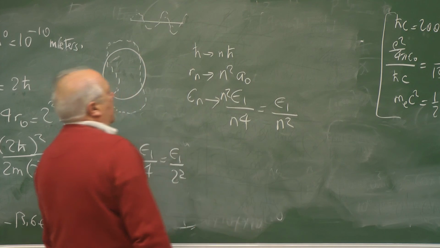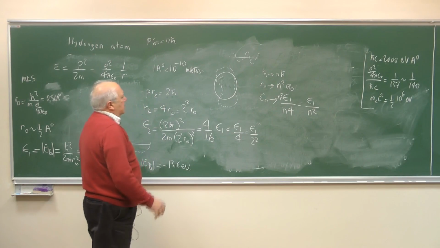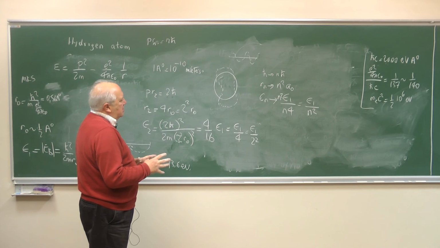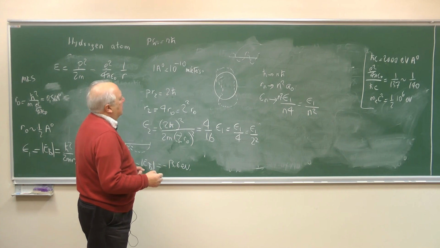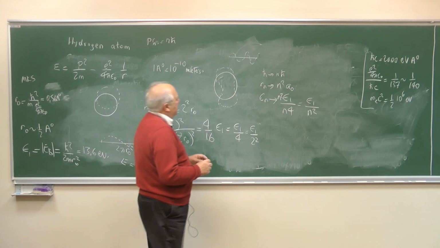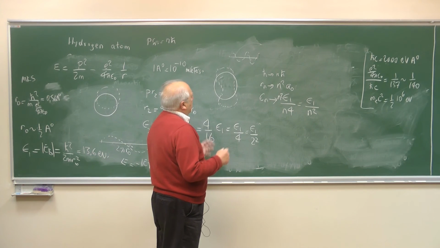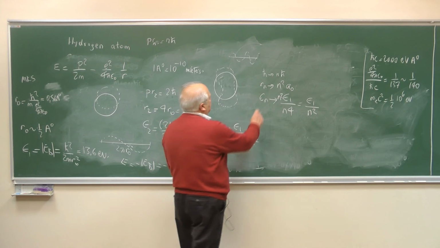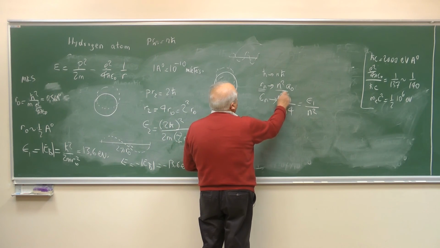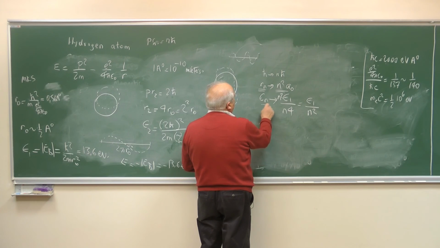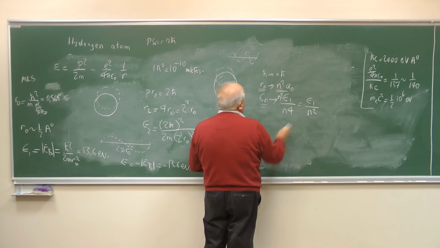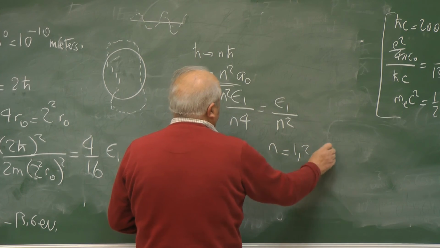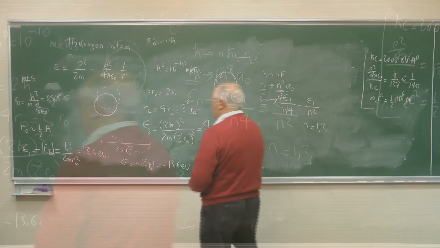So these are the sizes of the steady states, the excited states of the hydrogen, namely the radius grows by n squared, and energy is reduced by n squared, and n is 1 all the way to integers.